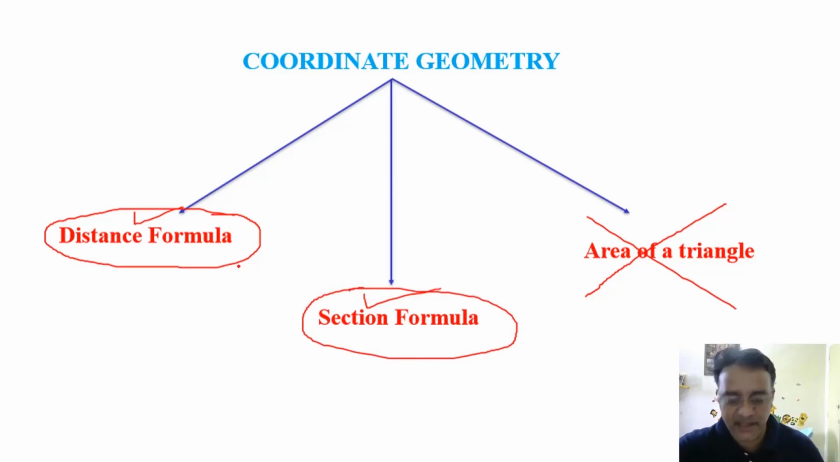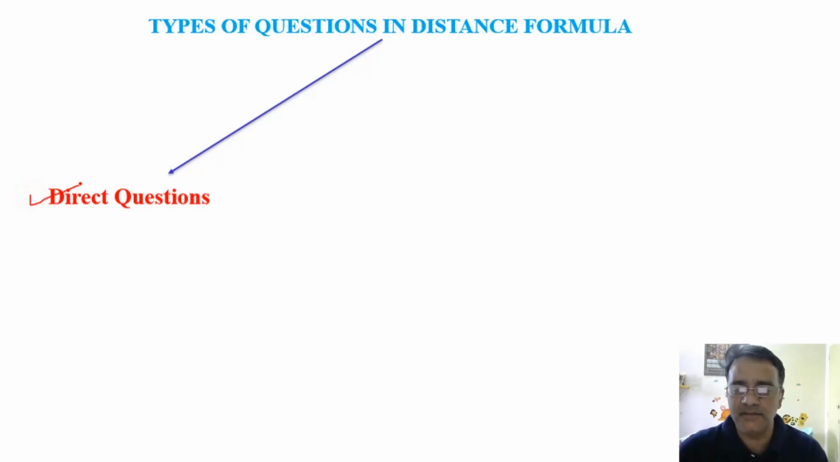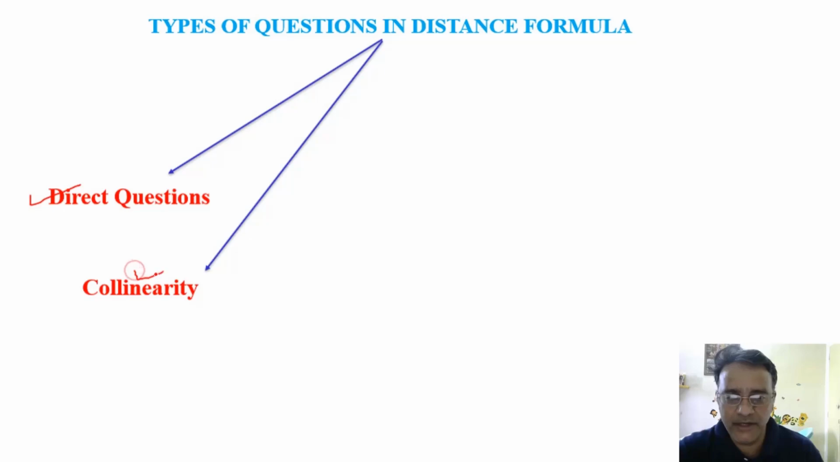So one by one, let us see what we have to do in distance formula. So distance formula, first is direct question. Direct question means two coordinates will be there, you have to find the distance. And collinearity means you have to check whether the 3 points are collinear or not. And if 3 points are collinear, find the relation between x and y.